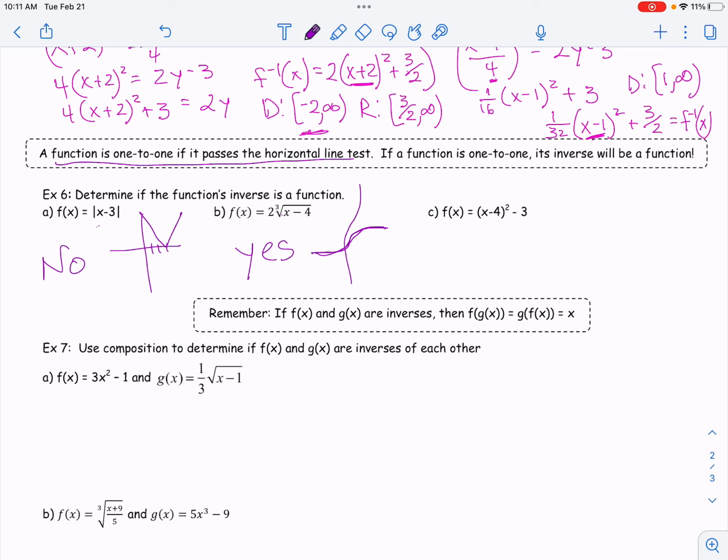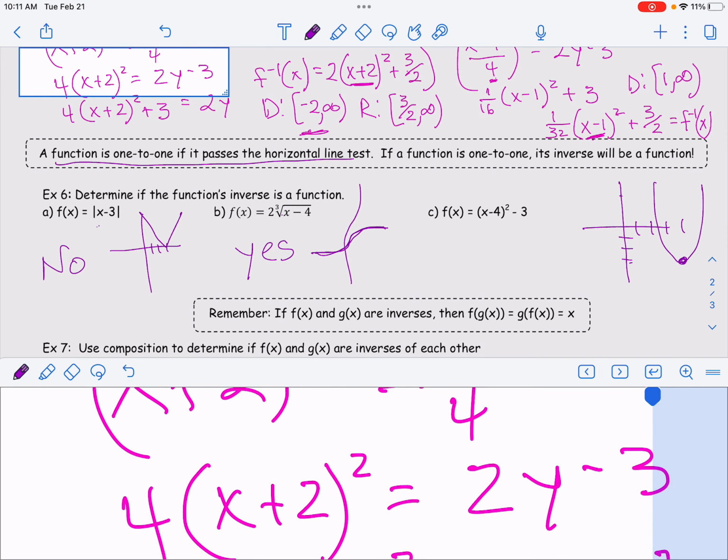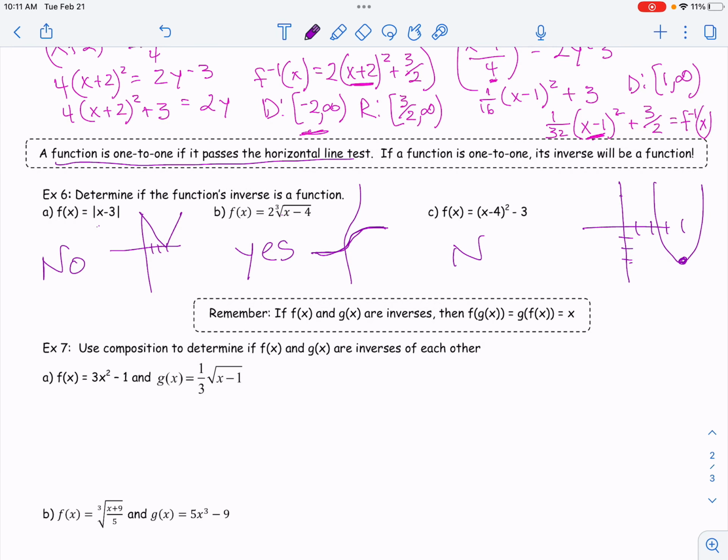X minus 4 squared minus 3. Okay, for a squared function, remember that that is going to be like this. It's going to be a U. If I do the horizontal line test, it's not going to pass. So this would be no. So to see if an inverse is a one-to-one, you take the original function and do a horizontal line test.